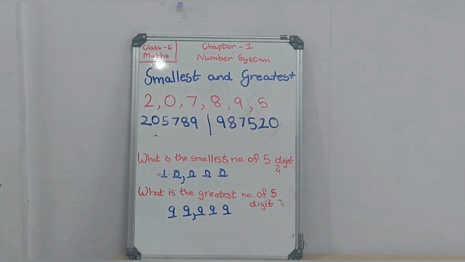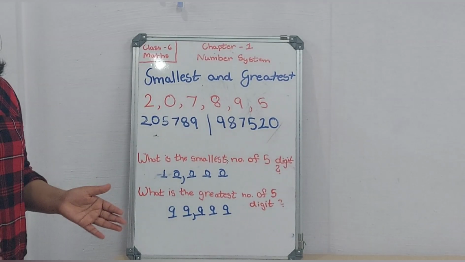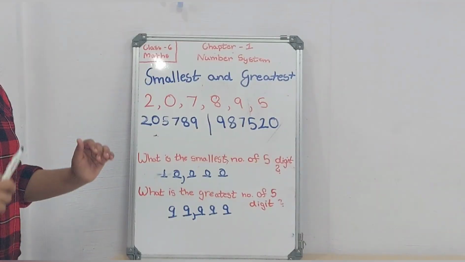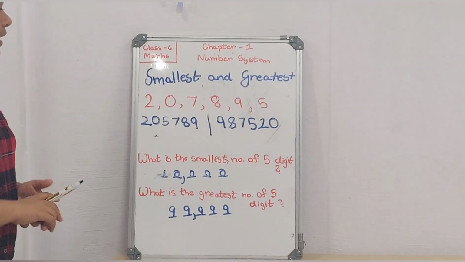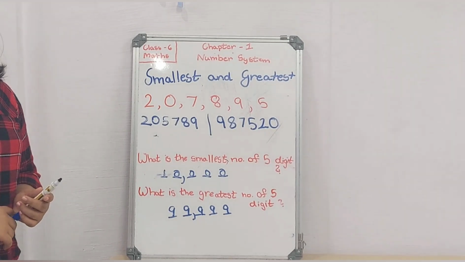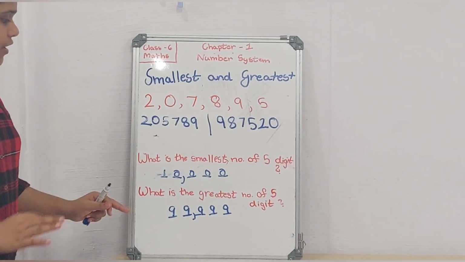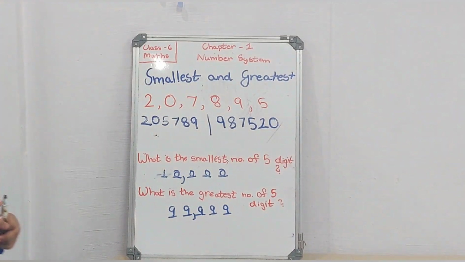Okay. So, same way, if they ask you the smallest 6-digit number, you are just going to put 1 at the extreme left. And then you are going to place 5 zeros after the 1. But for the greatest 6-digit number, you have to put the digit 9 in all 6 places.